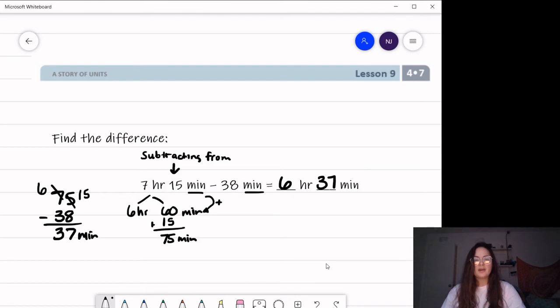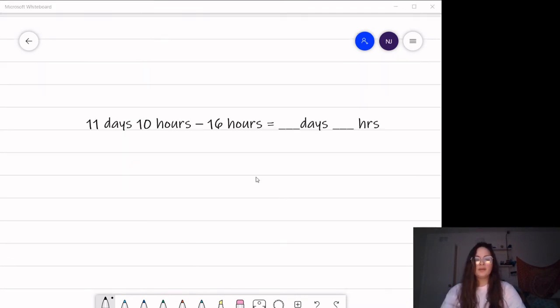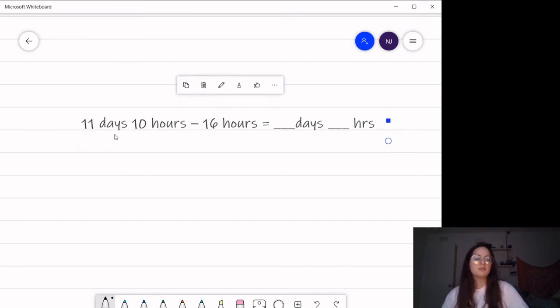Okay, so let's go ahead and apply this to another question. All right, so here we've got 11 days, 10 hours minus 16 hours. Let's see, what units are we working with? We're working with days and hours on the left side of the subtraction sign, and I'm working with hours on the right side of the subtraction sign. So I know I'm going to be taking away my hours from my hours. So I found my units that are the same.